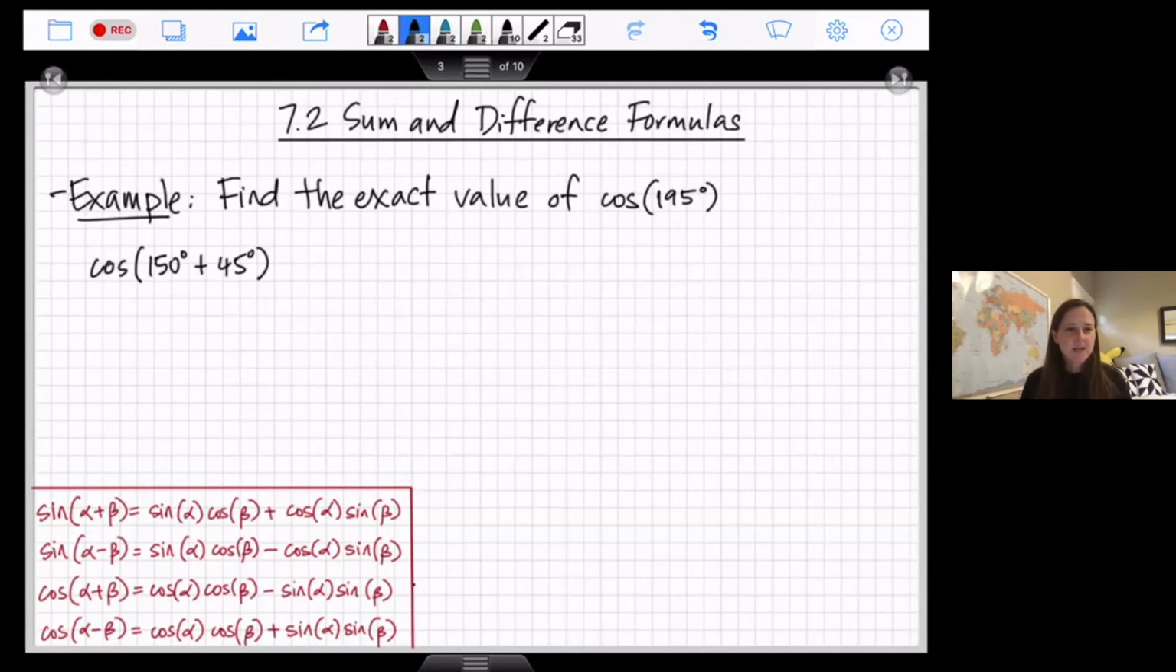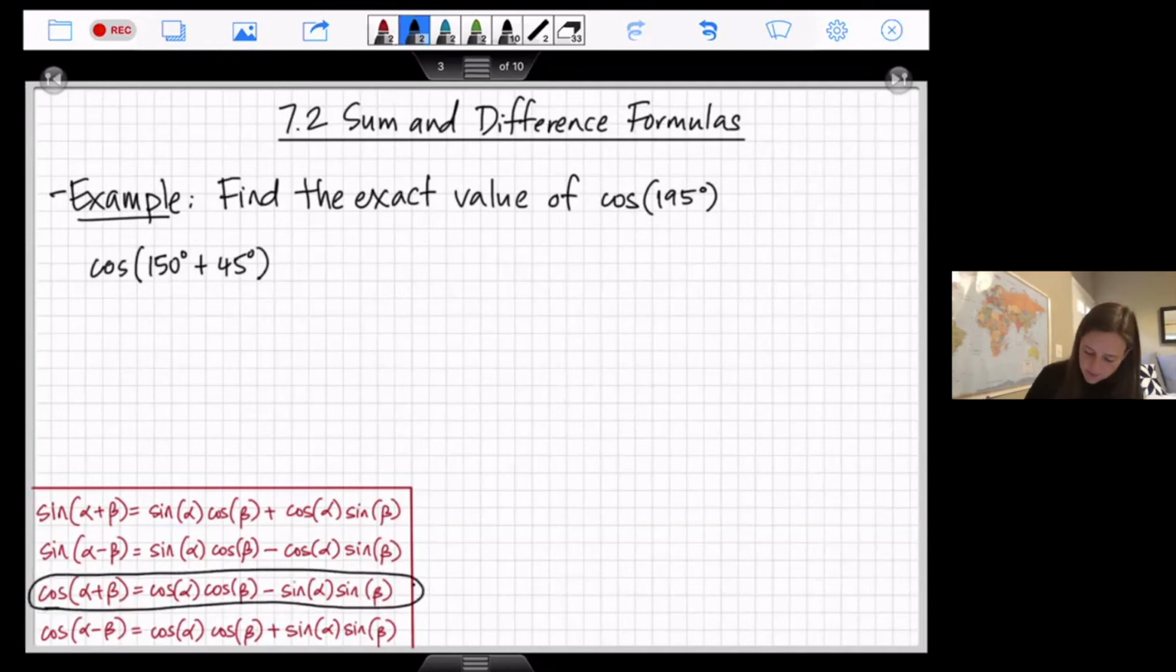All right, so I have cosine of addition. So I'm going to be looking down here at this formula, and I'm going to be using alpha equals 150 and beta equals 45. This formula says to take the cosine of alpha, so cosine 150, times the cosine of beta, which is going to be cosine 45. The cosine addition formula has subtraction in the middle of it, kind of opposite of the sine function. So we need subtraction because we're adding, then sine alpha, sine beta.